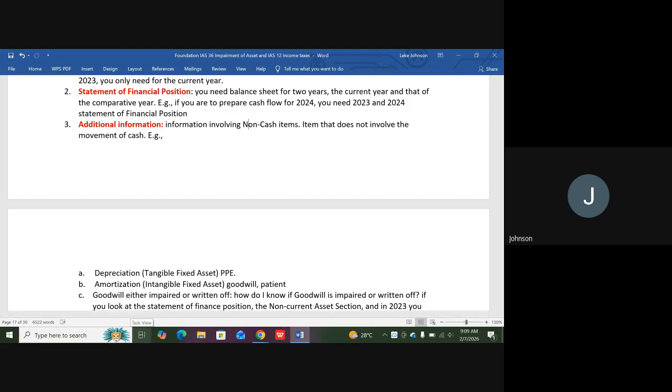There are certain items that they call non-cash items. Items that do not involve movement of money. So just go to the additional information. You will see all those items that do not involve the movement of cash.